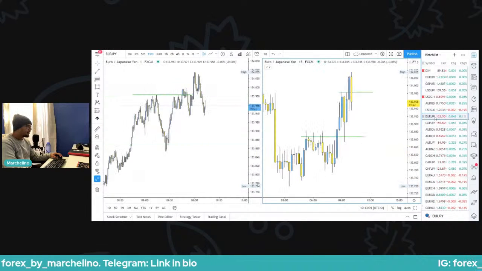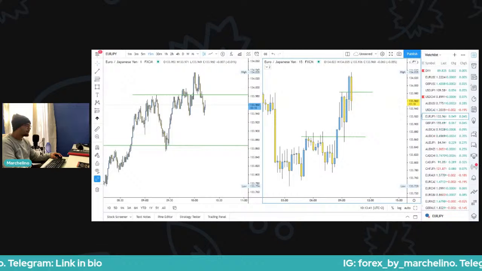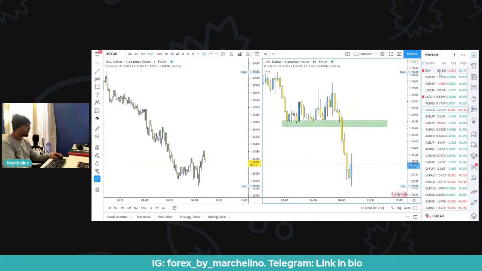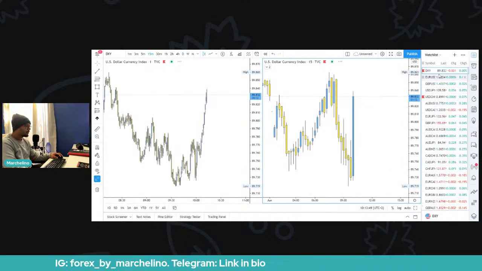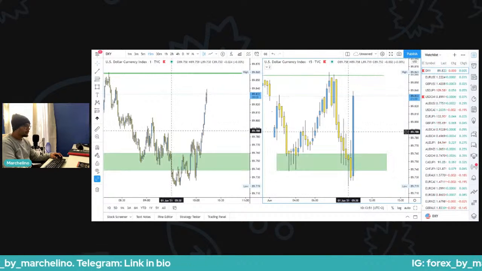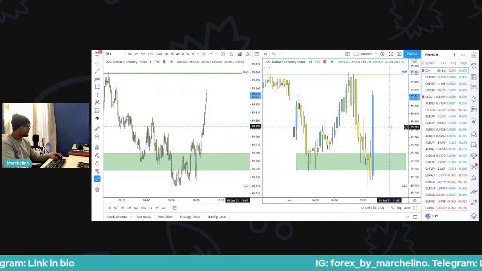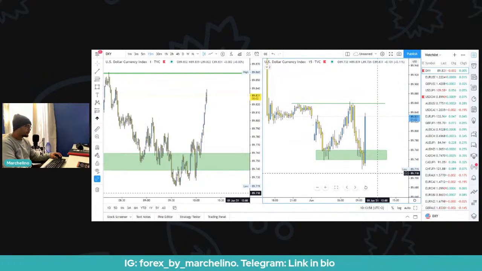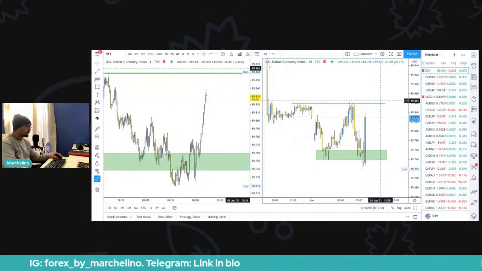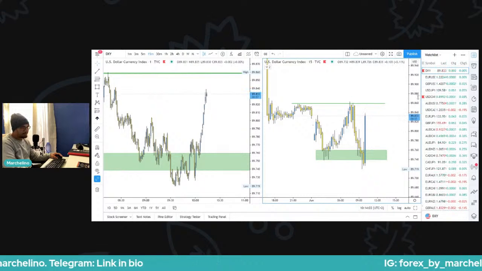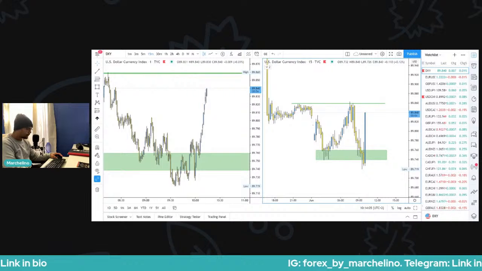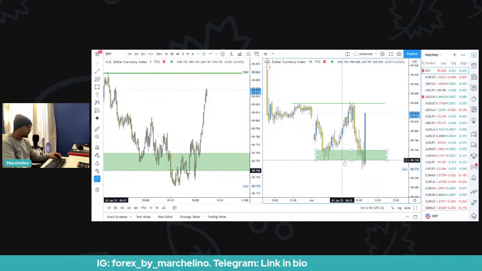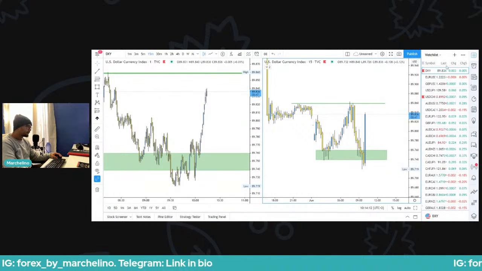Is it me or does Pound JPY just have so many wicks? There's so many wicks on Pound JPY. Oh, this is the dollar that's doing this, man. This is the dollar that's doing this. I guarantee you that if you add, what do you call that indicator, like a TDI or RSI, you'll probably get divergence at this level.